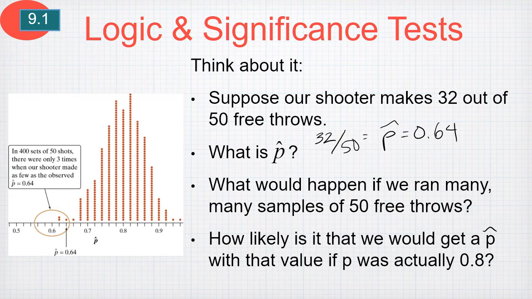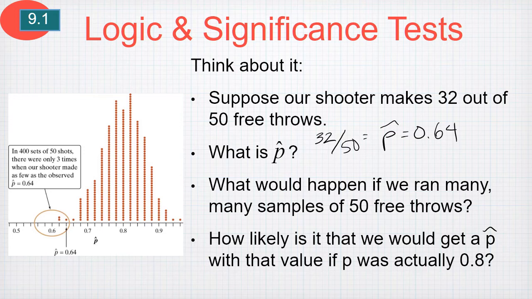Okay, so this is a Fathom data set, and it's a picture here of 400 sets of 50 free throws. Each dot represents the proportion of made shots in one set of 50 attempts. Essentially, you can say how strong the evidence is against the player's claim by giving the probability that she would make as few as 32 out of 50 free throws if she really makes 80% in the long run.